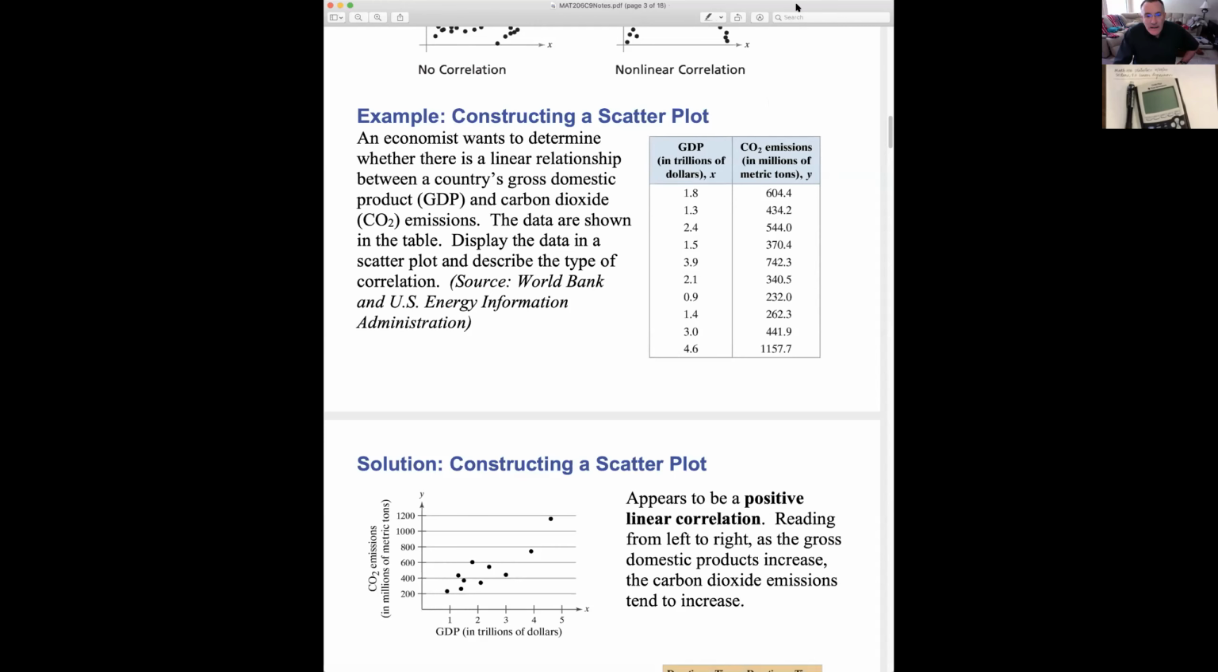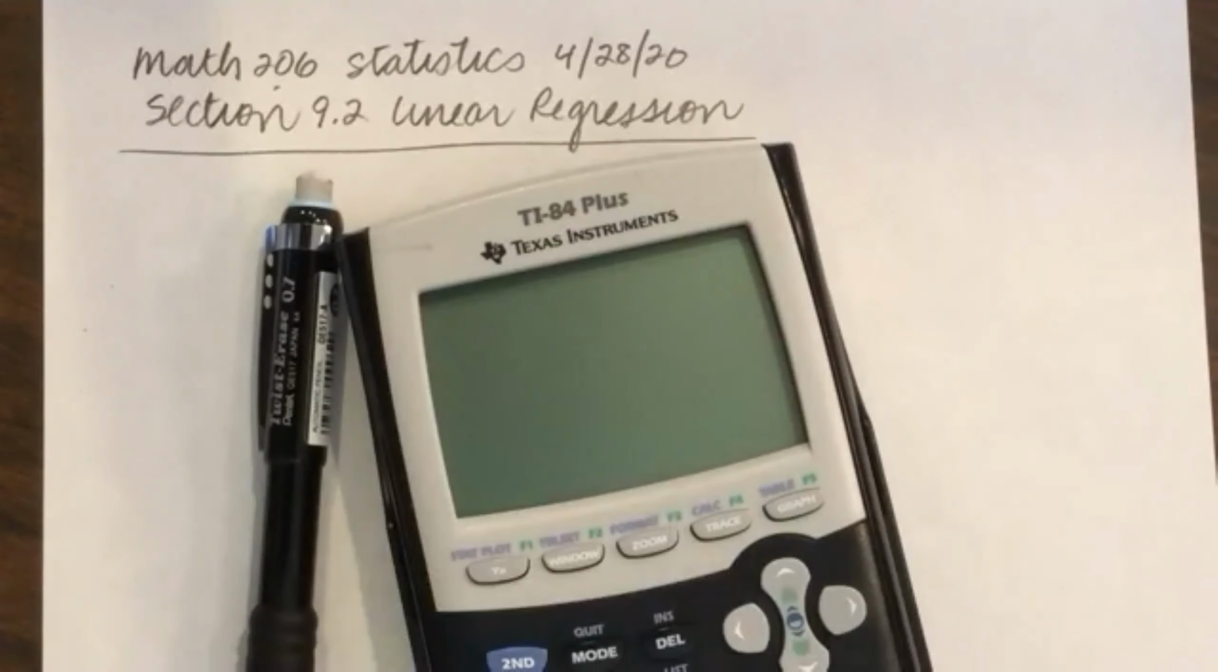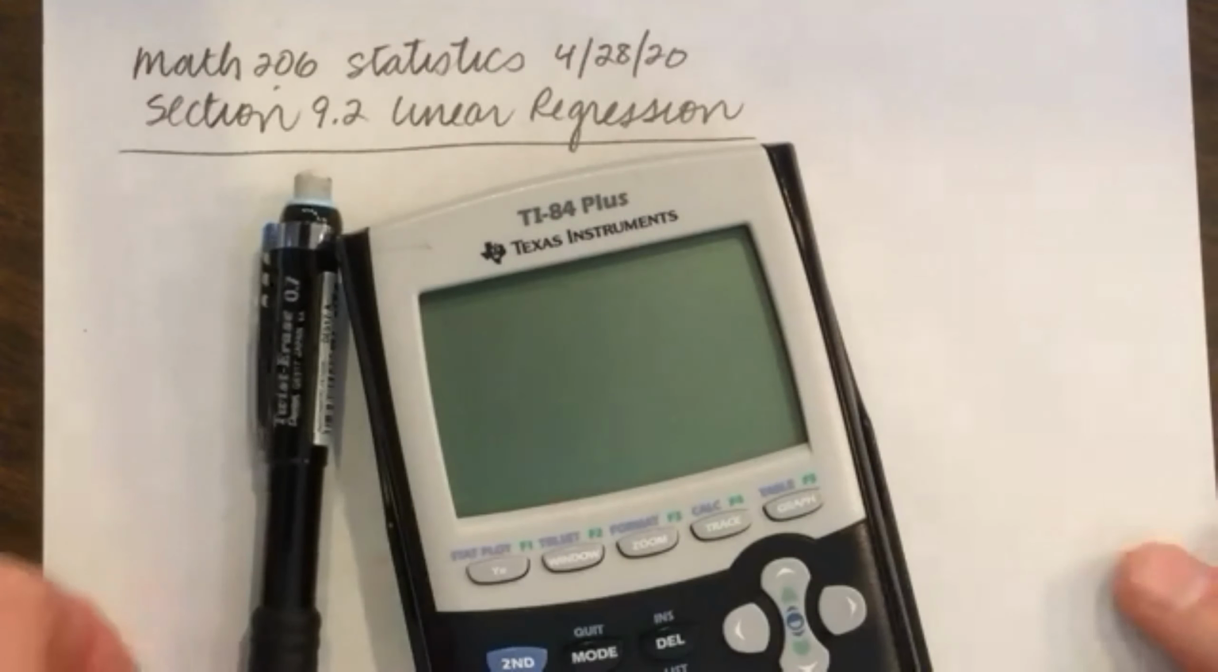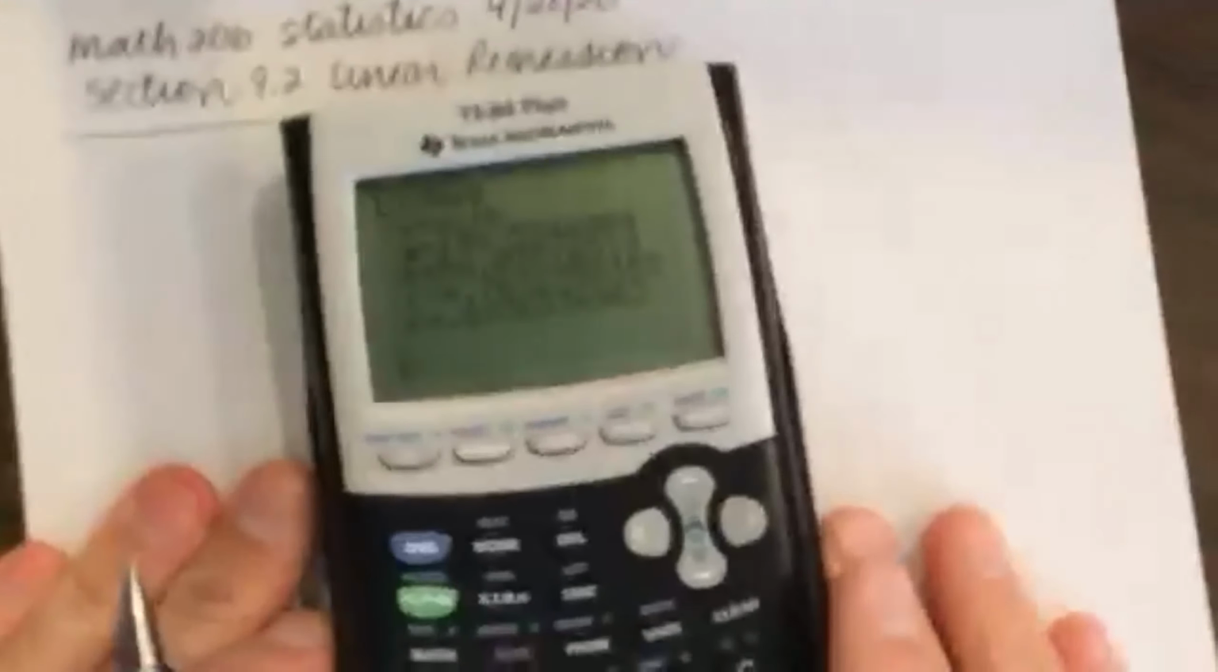Here is the data. I'm going to set it off to the side a little bit and stop sharing so that you can see the calculator. Then we're going to get that data put into the calculator and see if we can make a scatter plot. Okay, so here we go. Turn on your calculator. That's the first step.